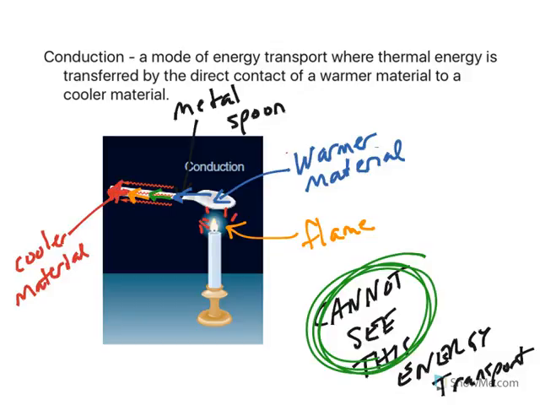Now, if you held this metal spoon at the handle over the open flame long enough, you would feel the cooler end, the part that you're holding, heat up. So you know conduction is occurring. You know it by feel, but not by seeing. Let's move on to convection.